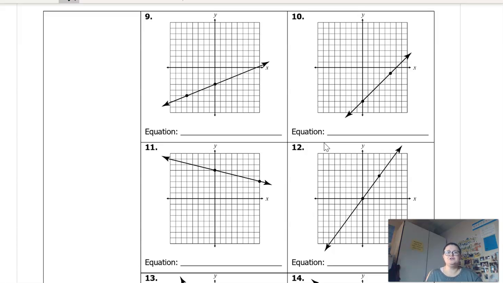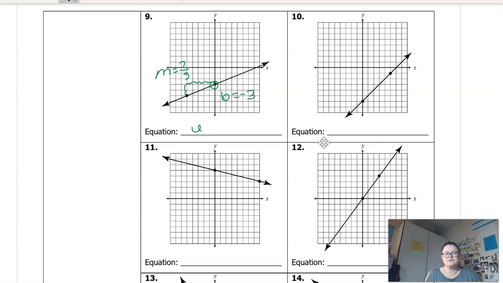Okay, so hopefully you have now attempted 9 through 12. So let's see how you did. So for number 9, the slope is going up 2 and over 1, 2, 3, 4, 5. So our slope would be 2 over 5. And our y-intercept appears to be -3.